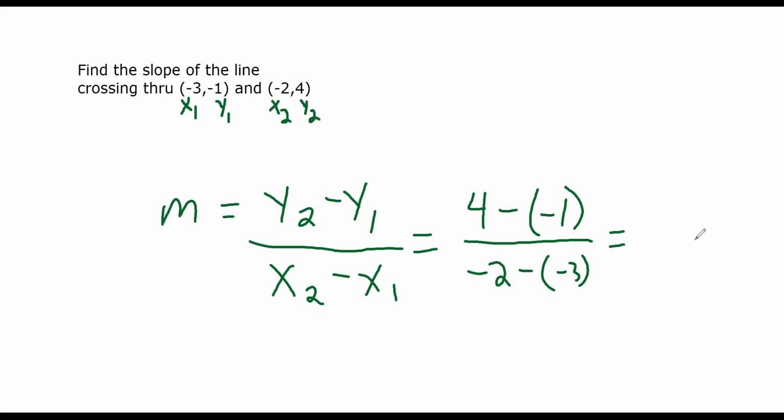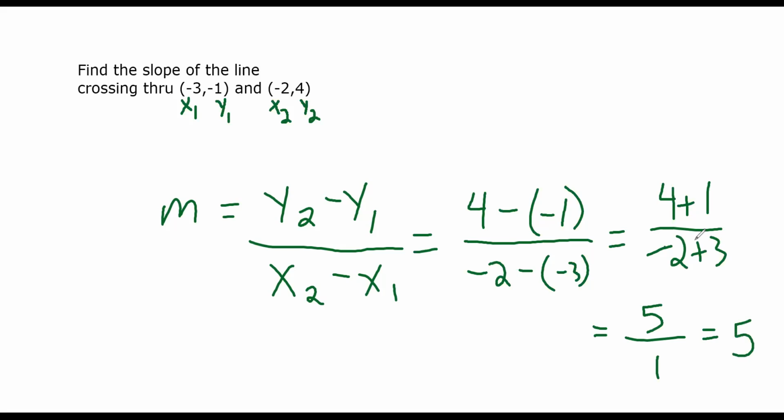And so you'll end up with 4 minus -1 becomes 4 plus 1. -2 minus -3 becomes actually -2 plus 3. And you get 5 on top. On bottom, you'll get 1. So you'll get a slope of +5.